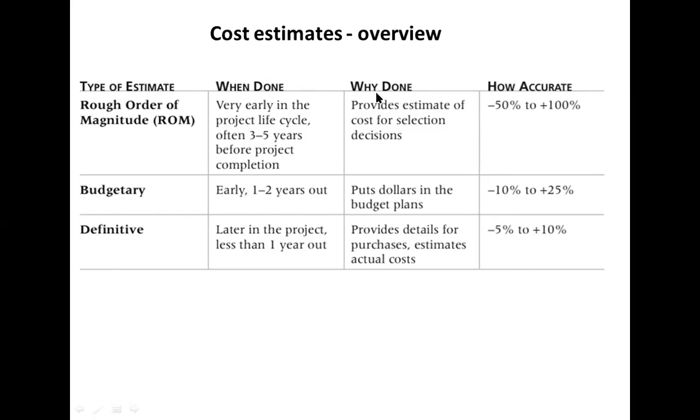So why do we do this? Rough order of magnitude estimate we do to provide an estimate of the cost for selecting decisions. This is the normal application. And budgetary estimate will put dollars into the budget, and definitive estimate would provide details of purchases and estimates. It would estimate the actual cost. So those are the three applications of these estimation types.